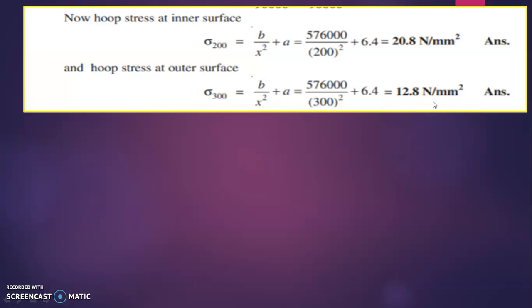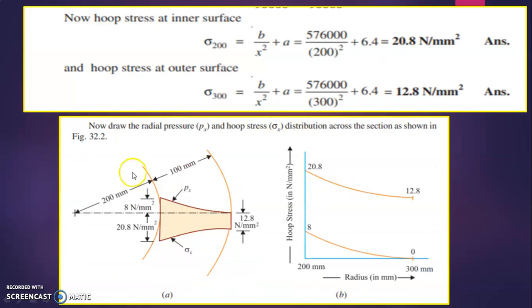Now you have got the maximum and also the minimum hoop stress or circumferential stress. Now you can draw the sketch. How can you draw the sketch? See, radial pressure is Px and hoop stress is sigma x. First let us draw this straight line, this is the original line. Now I will draw an arc for 200 mm radius, and the outer radius is 300, so again 100 more, so this is for 300.